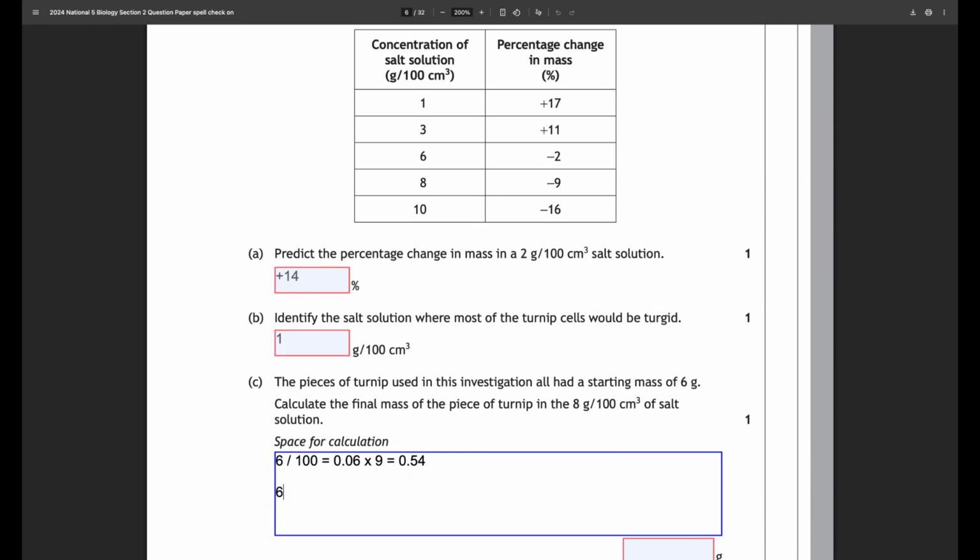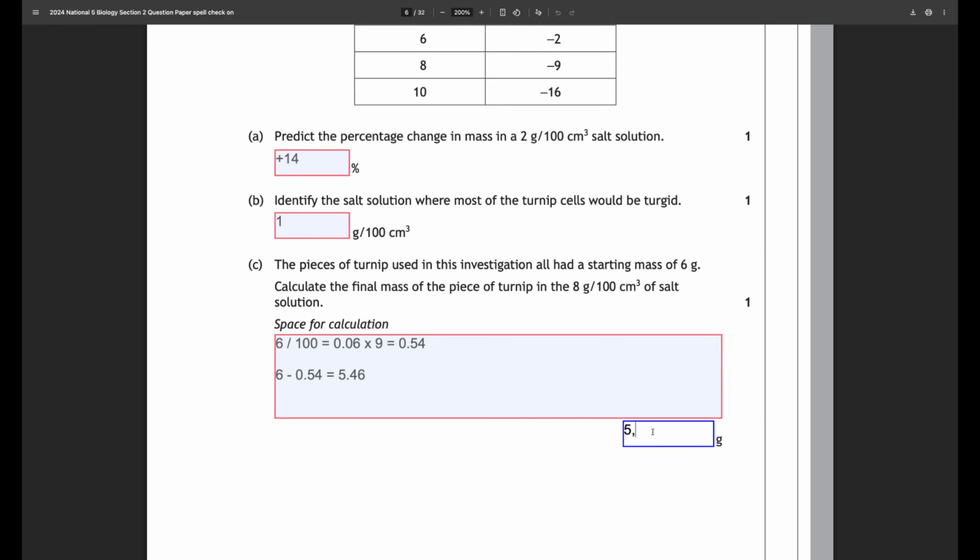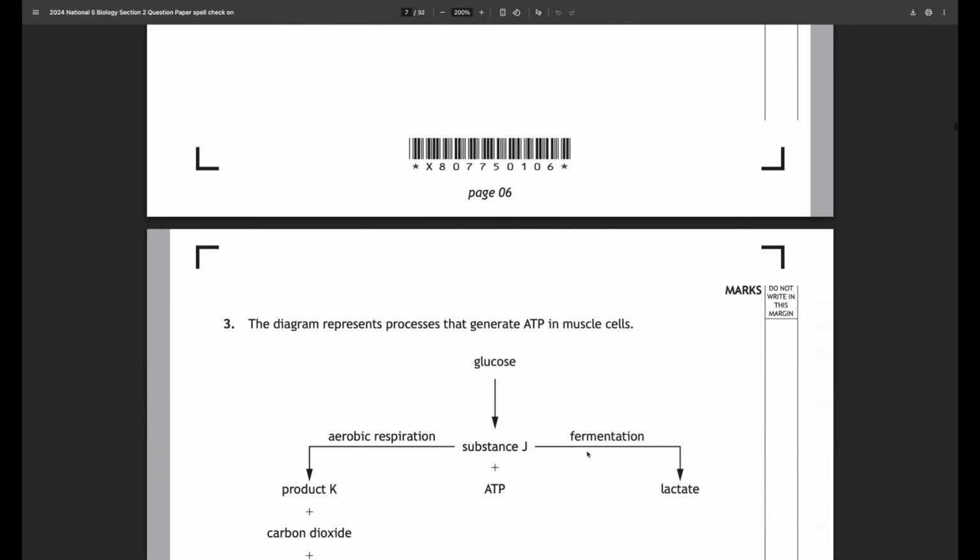And then we get our original value, which was 6, the starting mass of 6 grams, and we take away 9%, which we've worked out as 0.54. We should get 6 minus 0.54, which is 5.46 for that one. So the correct final answer is 5.46. Now, the SQA would allow you to round that up to 5.5.